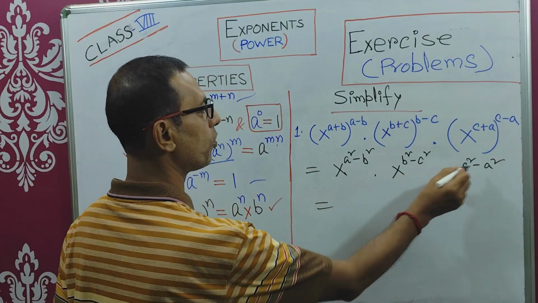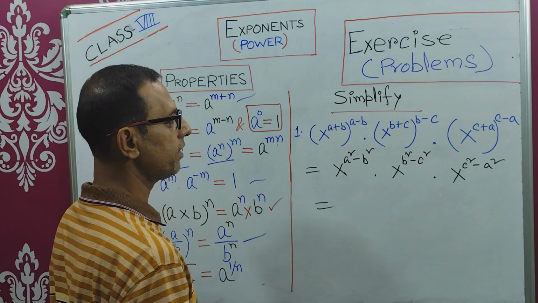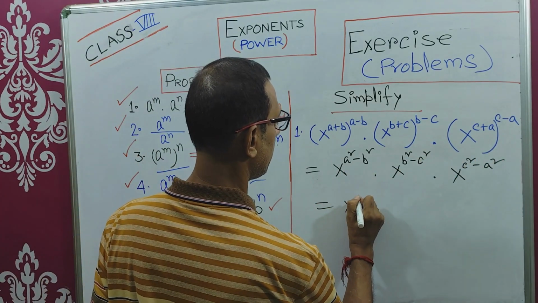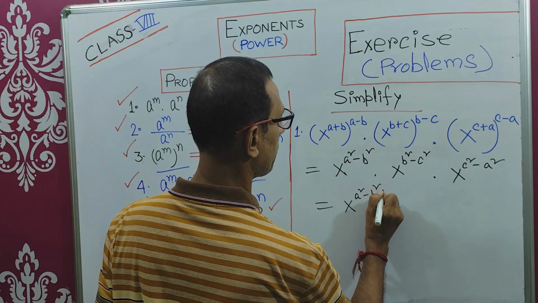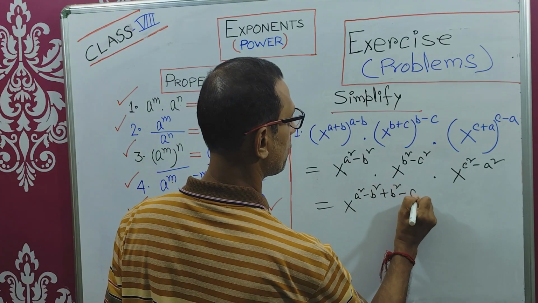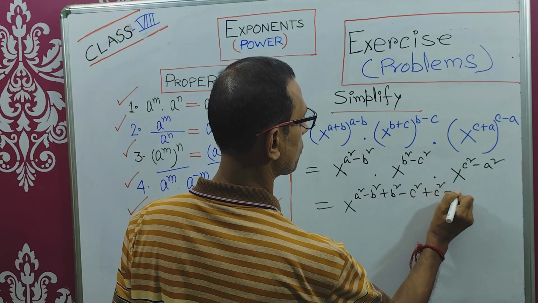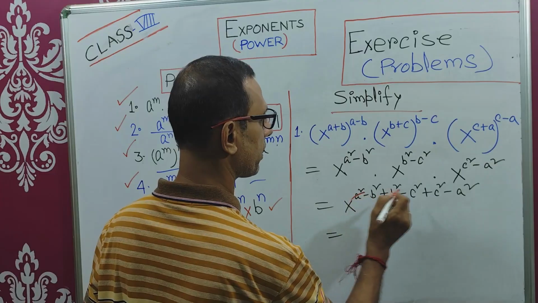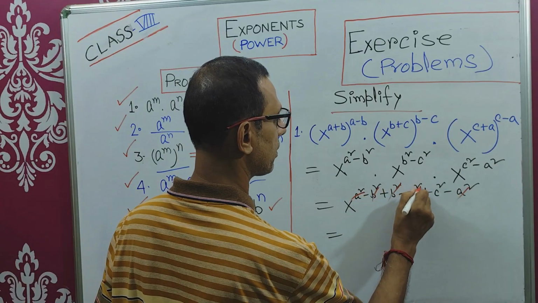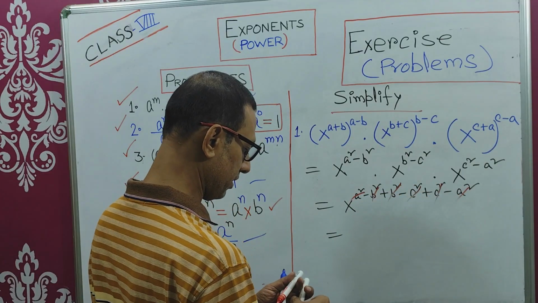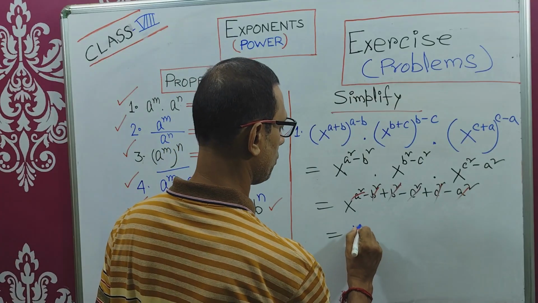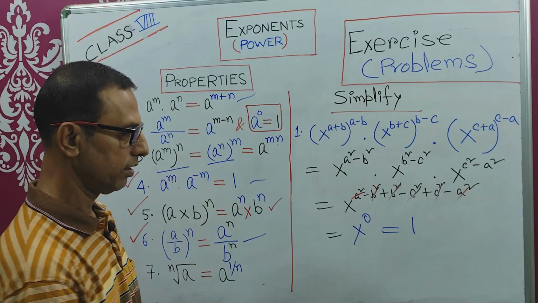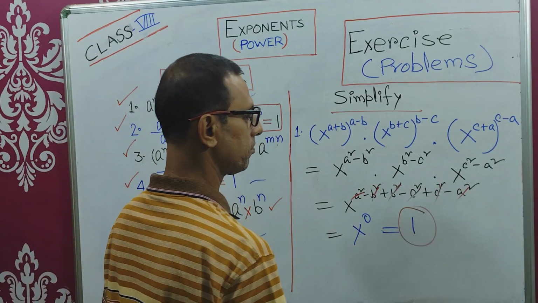Now you have the common base in all the cases, right? But different powers, so you will just add up the powers: x to the power a square minus b square plus b square minus c square plus c square minus a square. You will cancel all these: a square cancels, b square cancels, c square cancels, that means it is x to the power 0, and anything to the power 0 equals 1, so that is the answer.